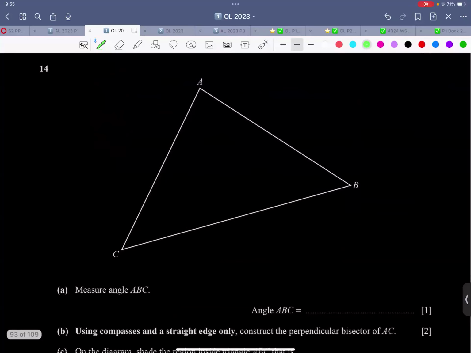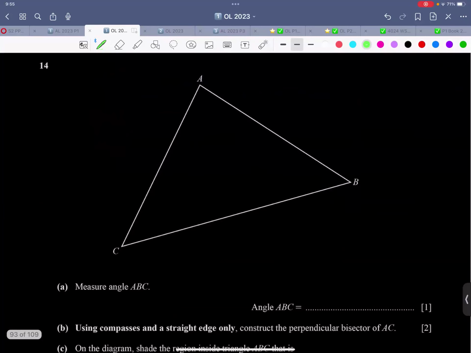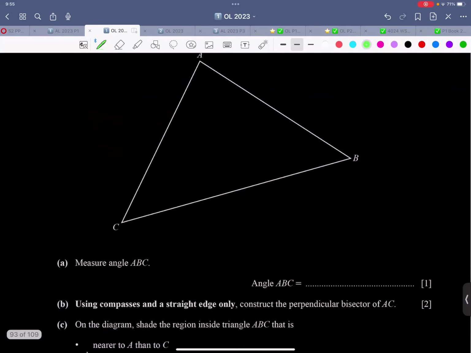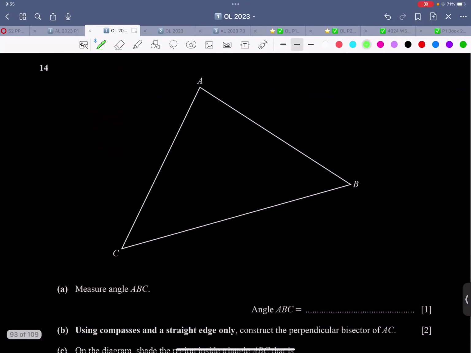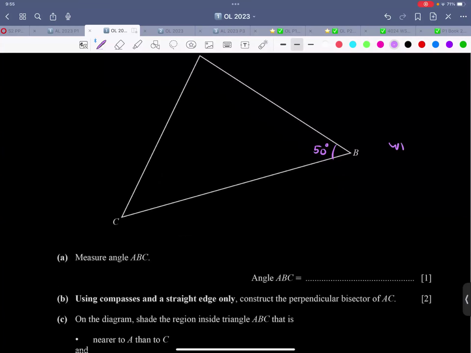Question 14. This is loci. I'll just be doing an approximation of this because I cannot use all these geometrical instruments on the iPad. Measure the angle ABC. So ABC, just a rough figure. I think it lies around 50 degrees. This is just a wild guess. Whatever I'm doing over here, the purple thing will be a wild guess. So this is 50 degrees.